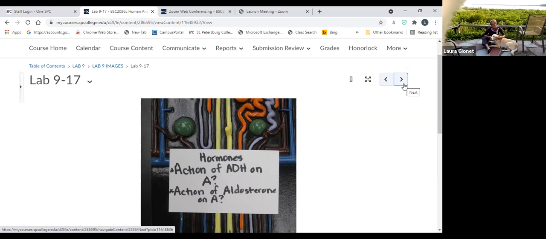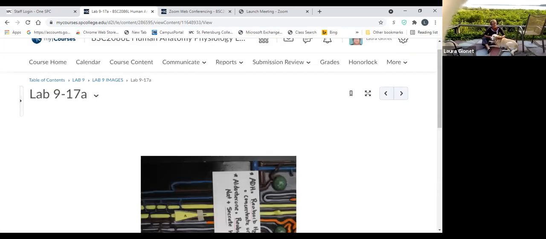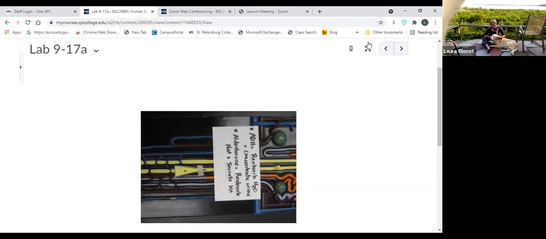Right? All right, so you should know hormones, action of antidiuretic hormone on A, aldosterone on A, because this had a little A, but it would be a distal convoluted tubule also. Maybe even parathyroid hormone, right? Because that was in the chart. So this is identifying that. Right?